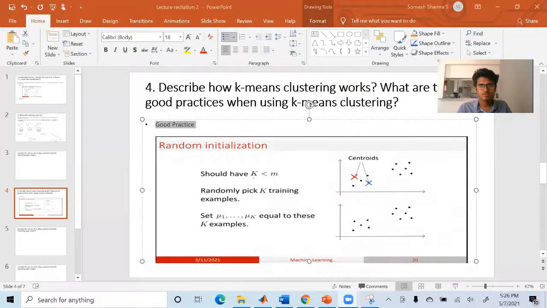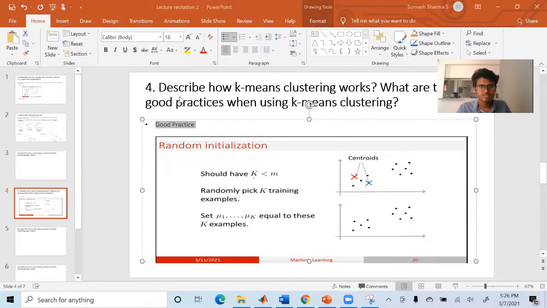Hi, now we will be discussing question number 4. Before that, I'll share my screen. I have to share my entire screen for this. I hope my screen is visible.